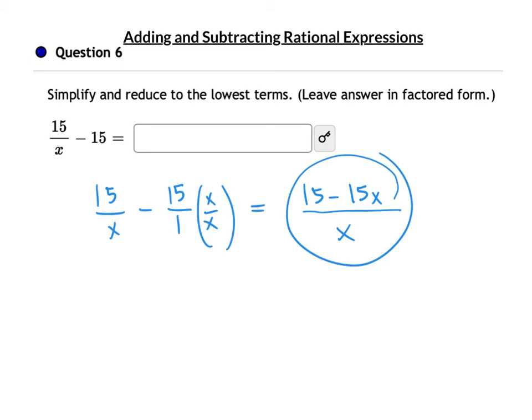Always check to see if you can factor and cancel. Notice that 15 minus 15x has a GCF of 15. It'd be 15 times 1 minus x. That wouldn't cancel with the x, so there's no reason to factor that numerator. This is your answer.